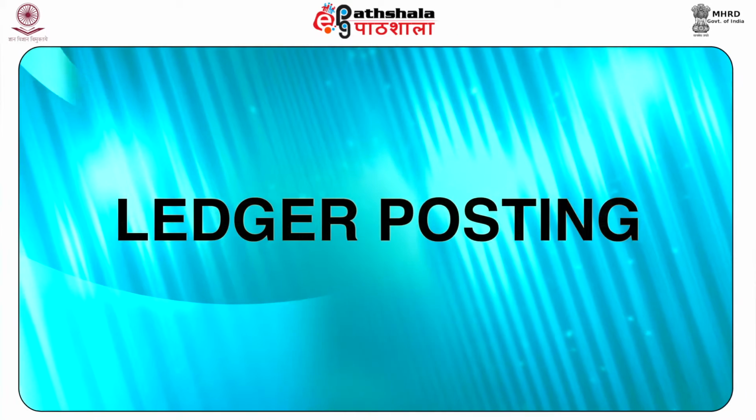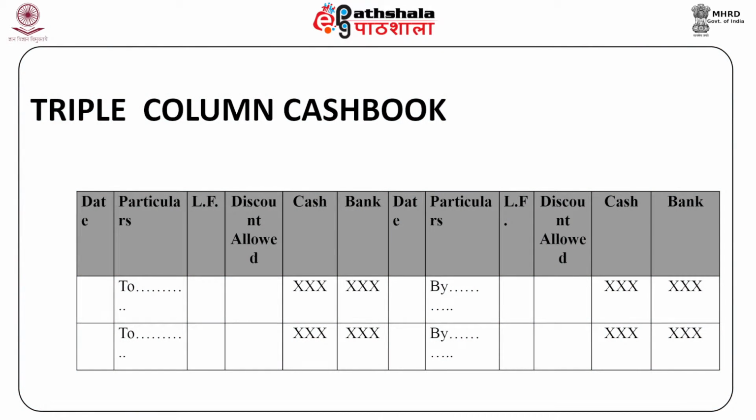The balancing. The cash and bank columns are balanced at end of the period, but discount columns are never balanced and they are merely totaled. Then ledger posting. There are three types of postings. Number one, cash columns. The process of ledger posting is same as is applicable in case of single column cash book. The bank columns. The process of ledger posting is same as is applicable in case of single column cash book. The third one is discount columns. The total of debit side of the discount column is posted to the debit of discount allowed account. Similarly, the total of credit side of discount column is posted to the credit side of the discount received account.